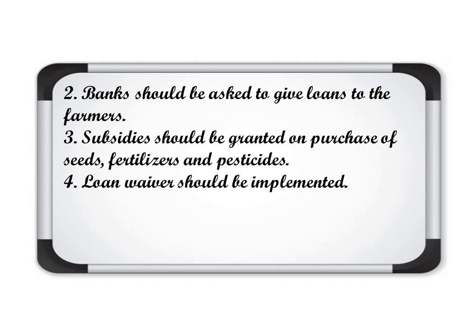So government should grant the subsidy on the purchase of seeds, fertilizer and pesticides. Loan waiver should be implemented. Loan waiver means to remove the condition of loan repaying, or you can say karja maafi. So it should be implemented. By using these different things, the government can help the farmers when they are in debt, when they have taken a loan from the bank or any money lender. These are the steps the government should take.